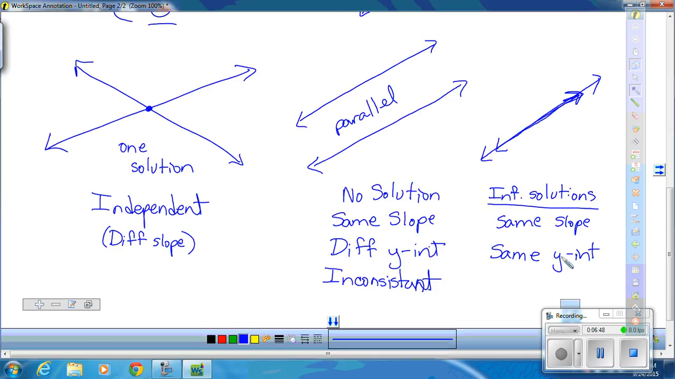So when you're solving systems of equations, you're not always going to just get one answer. It's possible that there's no answer. And it's possible that there's an infinite number of answers. So you want to watch out for those when you're solving them.